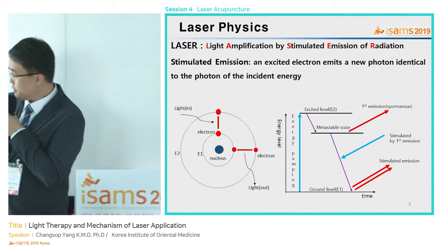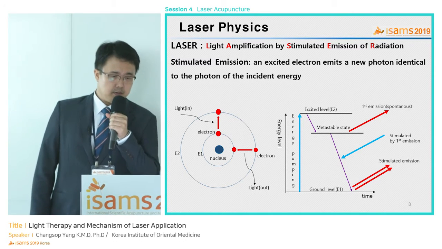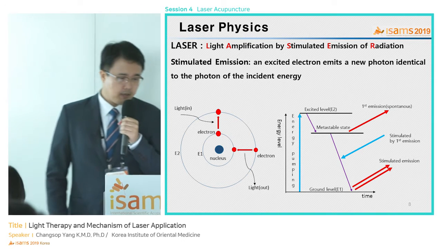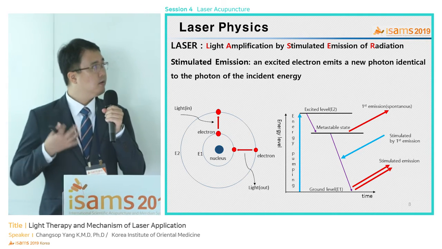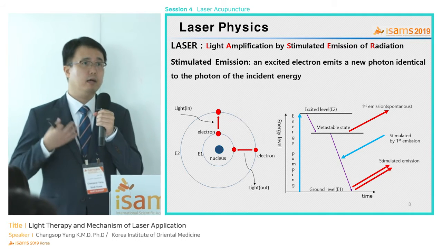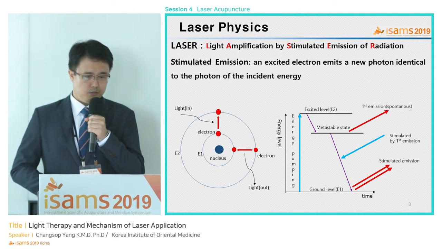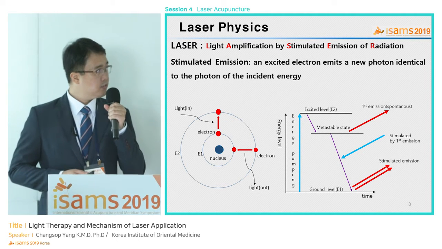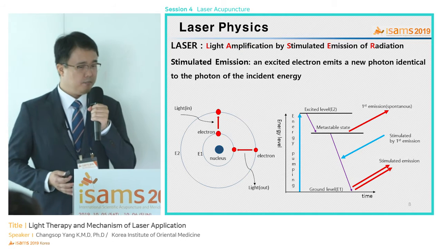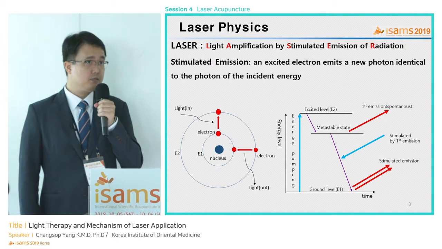And let's picture this. This picture is a simple form of one atom. Every atom has a nucleus and electrons. When energy, which can be any kind of energy, such as light, other lasers, and thermal energy, is given to the atom from outside, electrons in the shell catch the energy and jump to the excited state. And after some time, the electron emits the energy and goes down to the ground level, which is a stable state.